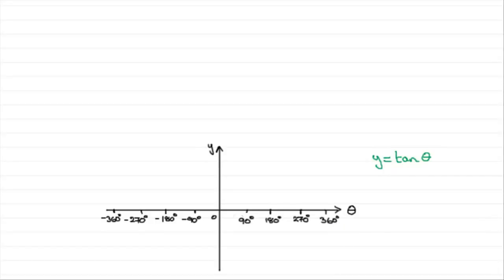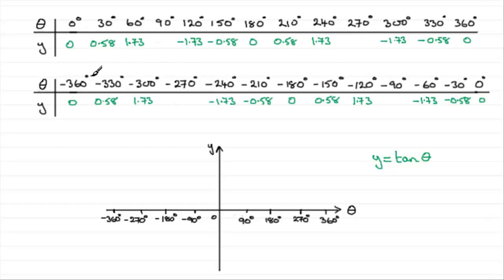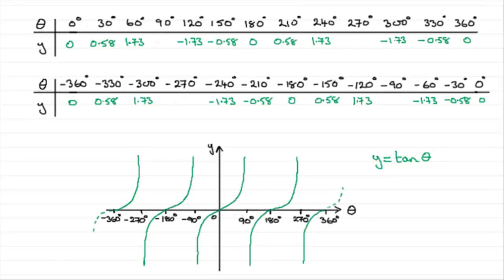And if we wanted to plot this graph, draw up a table and use your calculator to work out various values. And I've got a table here going from 0 degrees to 360 degrees, and if you type in tan of 0 degrees you'll get 0, tan of 30, 0.58 to 2 decimal places, and so on. Do the same for going from minus 360 degrees up to the 0. Type in your values, build up a table. Now if we plot these values on the graph, you're going to get a graph looking something like this.